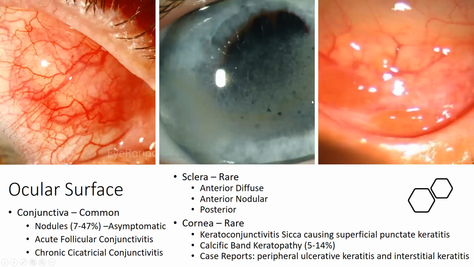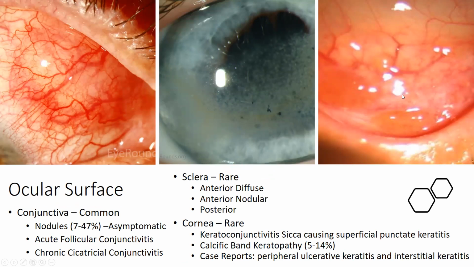As we move towards ocular surface disease, can I have 3 pictures here? We talked a little bit about the conjunctival nodules and the importance for us as ophthalmologists to help with the definitive diagnosis of sarcoidosis. As you can see, these nodules here on the conjunctiva, very easily accessible at the slit lamp, easy for us to biopsy and help with the diagnosis.